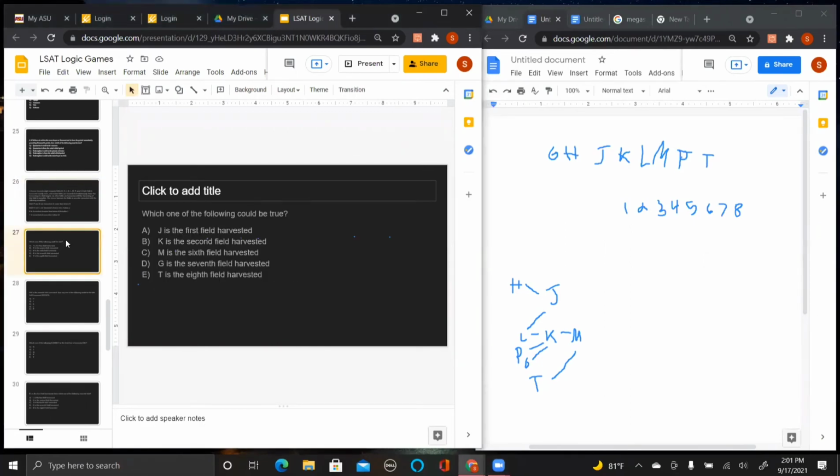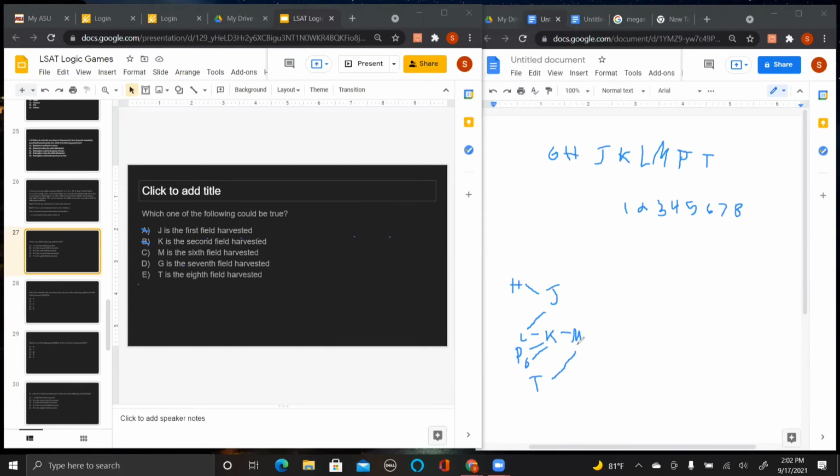Which one of the following could be true? J is the field harvested first? No, because look, H has to come before it. So not possible there. K is the second field harvested? No, it has to have 1, 2, 3 things before it, right? And then M is the sixth field harvested.